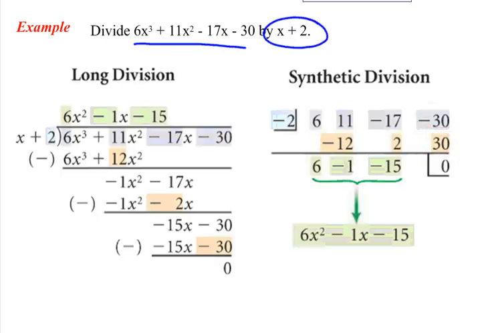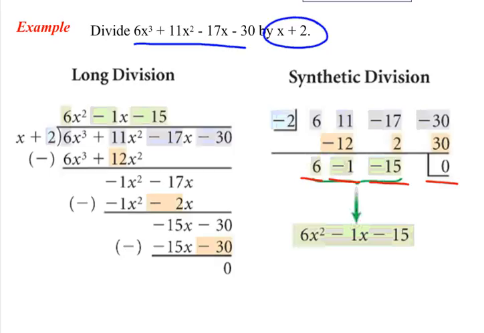So if 0 is our remainder, then negative 15 is our constant. Negative 1 is our x term. 6 is our x squared term, and if we kept going back, it would go x cubed, x to the 4th, x to the 5th, and so on. So that's how you know what your final answer is.